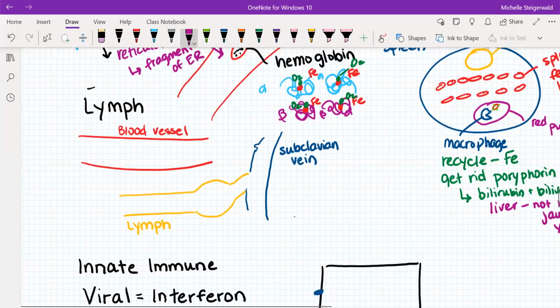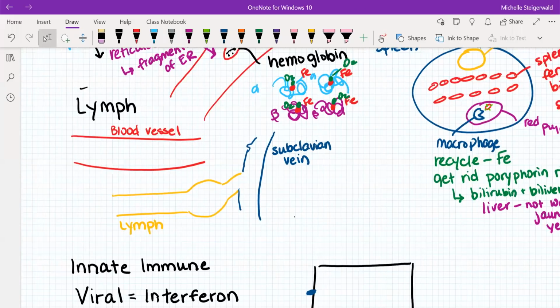All right, so lymph. We need to talk about two different types of pressure here, and it's important to remember these because we're going to talk about them again in the next section. We have something called hydrostatic pressure. When you're pushing blood through the system, that was high pressure. You had to build up all that pressure to get it out of the aorta.